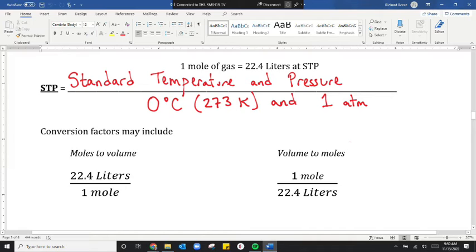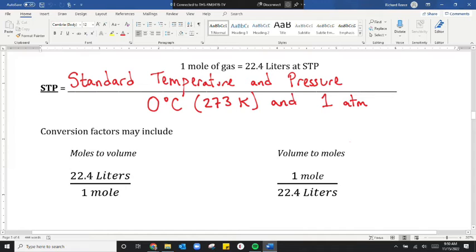That means that 1 mole of any gas, whether it's carbon dioxide or anything else, is exactly 22.4 liters. So we can use that as a conversion factor like you see here. Either 22.4 liters over 1 mole when you want moles to cancel, or 1 mole over 22.4 liters when you want liters to cancel. So it kind of depends. Are you going from moles to liters, or are you going from liters to moles?